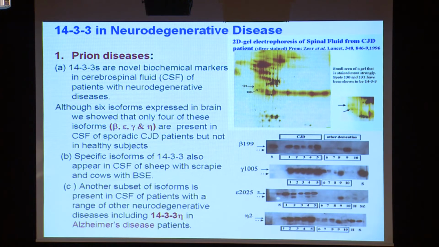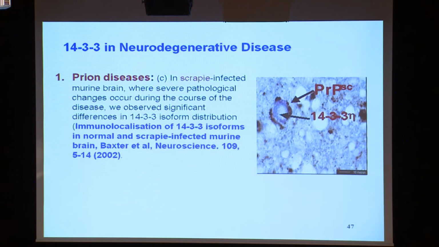So how might the proteins be involved functionally here? Well, in prion disease, we showed that in scrapie-infected mouse brain, as a model for sheep CJD, if you like, where there was severe pathology, we showed significant differences in 14-3-3 isoform distribution, including co-localization in the brain of plaques with the misfolded, disease-forming form of prion protein with this specific 14-3-3 isoform. So the 14-3-3 isoform is binding to and helping deposit the disease-forming misfolded prion protein.